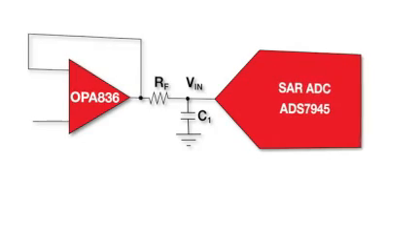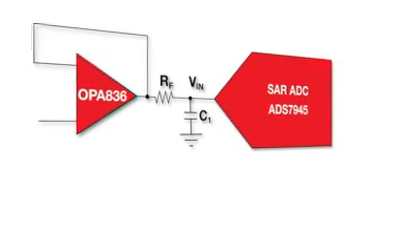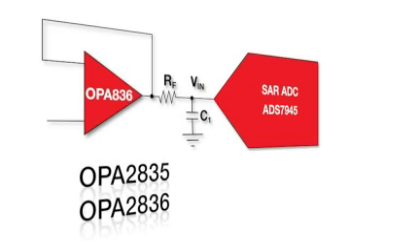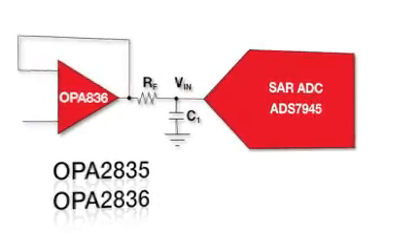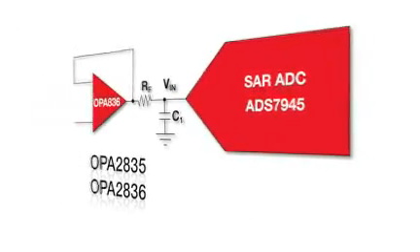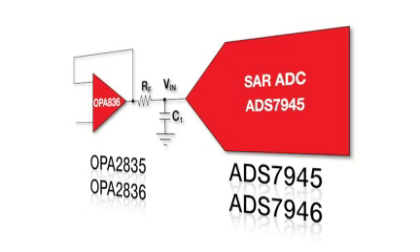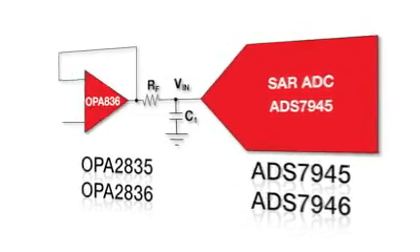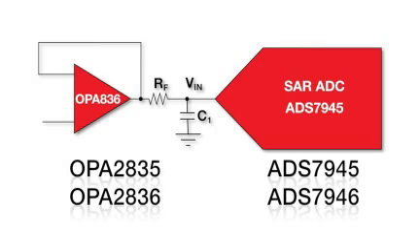For this case study, we are going to focus on our newest amplifier family, OPA2835 and OPA2836, in combination with our newest SAR ADC family, ADS7945 and ADS7946. The OPA2835 and 2836 is a family of ultra-low power, rail-to-rail output voltage feedback amplifiers. These amplifiers are available in single and dual versions.